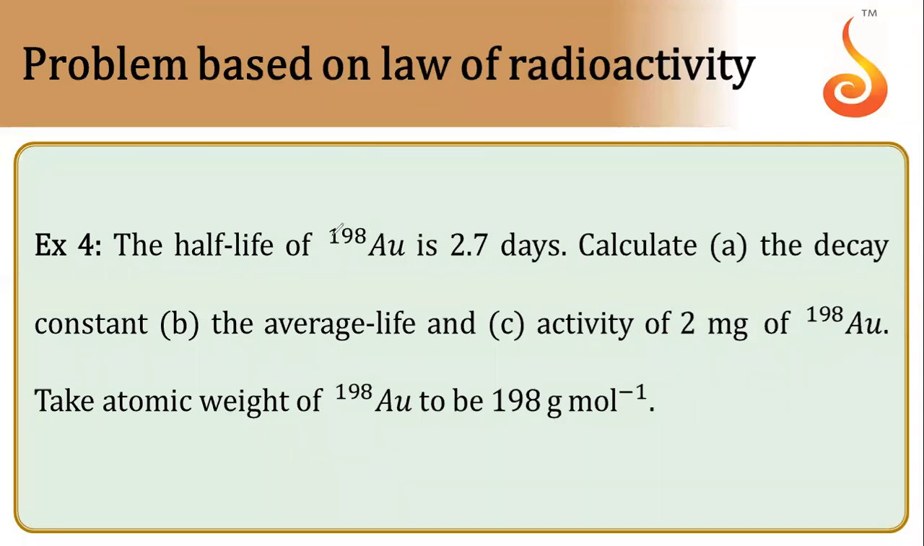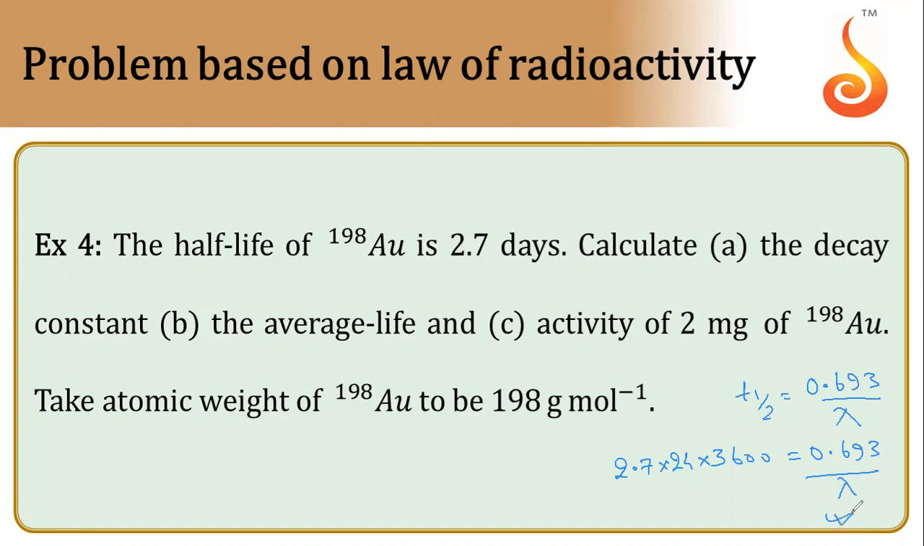Now it is given that half-life of gold is 2.7 days. We are supposed to calculate decay constant. So we have a direct formula of half-life, that is 0.693 divided by lambda, where lambda is decay constant. Half-life is given in days, so you have to convert it into seconds. So in one day, 24 hours into 3600 seconds is equal to 0.693 by lambda. Now from this equation, you are supposed to calculate the value of lambda.